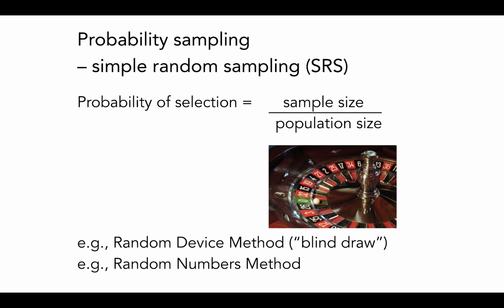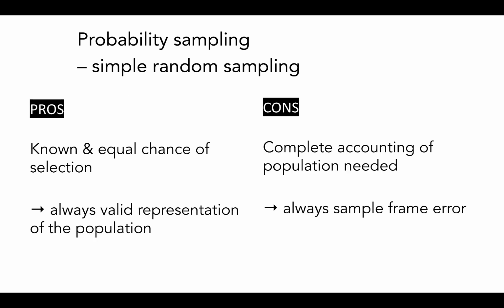Random numbers method is also sometimes used. That's when there's too many people in the population and a device can no longer be useful. In that case, a computer draws random numbers from a huge population at random. The benefit of simple random sampling is that selection is known and equal, so you know, in theory at least, how much chance each unit has of being selected in the sample. This way you'll always have a valid representation of the population.